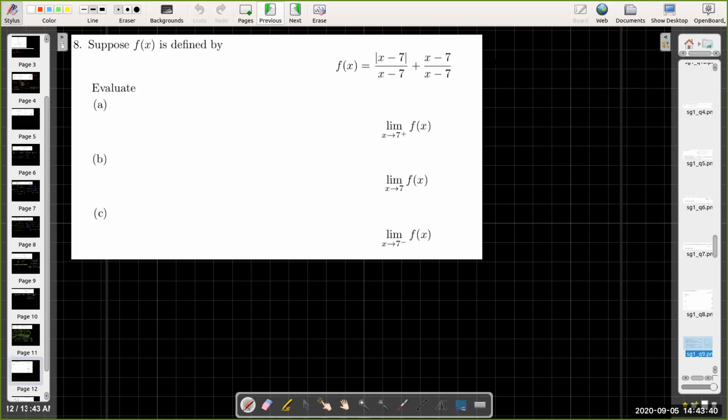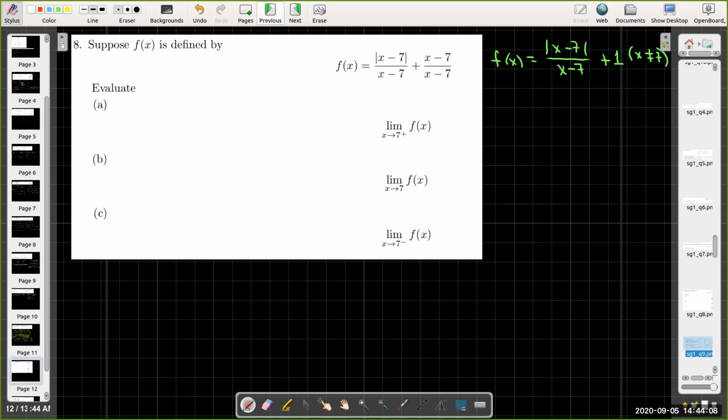So I can simplify f of x right away by saying that f of x is going to be the absolute value of x minus 7 over the quantity x minus 7, plus 1. And just to emphasize, x cannot equal 7.